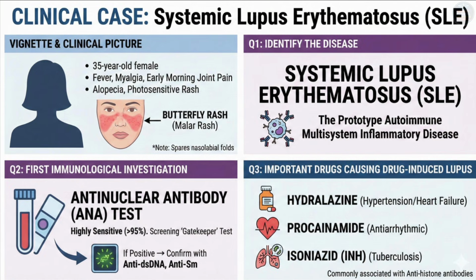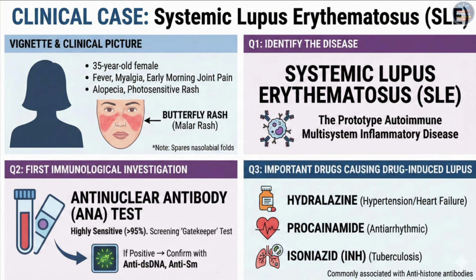ANA is over 95% sensitive for SLE. It's the gatekeeper. If ANA is positive, then you proceed to more specific tests like anti-dsDNA or anti-Sm to confirm the diagnosis and monitor disease activity. But ANA is always first.